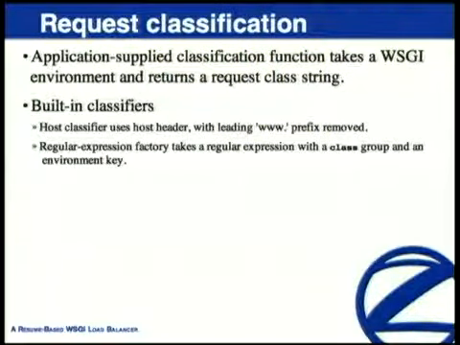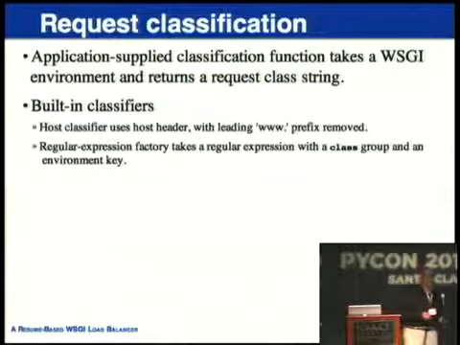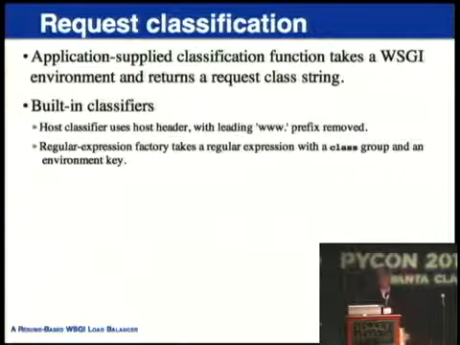So basically, the first step is to classify requests. You supply a function, and often you'll just use one of the built-in ones, that takes a WSGI environment and returns a string, which is the request class. There are a couple of built-in classifiers. One is for host-based request classification that simply looks at the host header, strips off a leading www. prefix if there is one, and then uses the host name, which is actually pretty effective for our case, at least for the most part. Or at least should be.